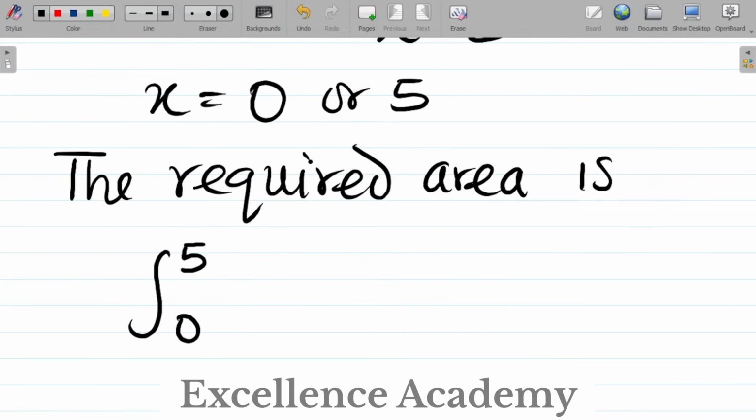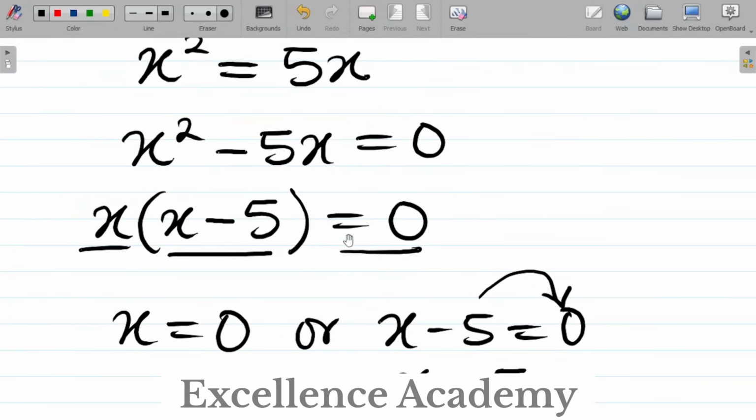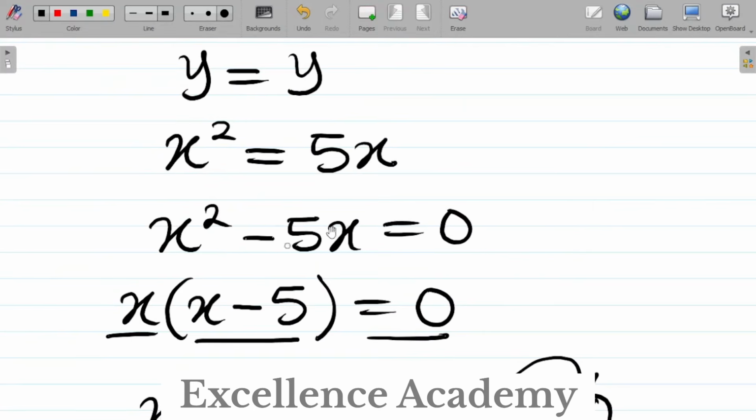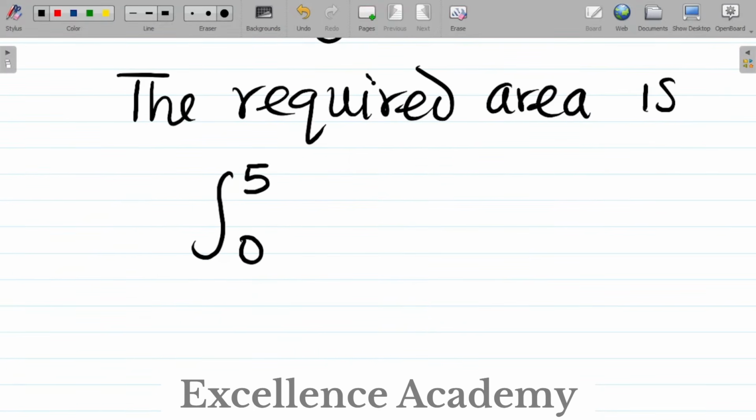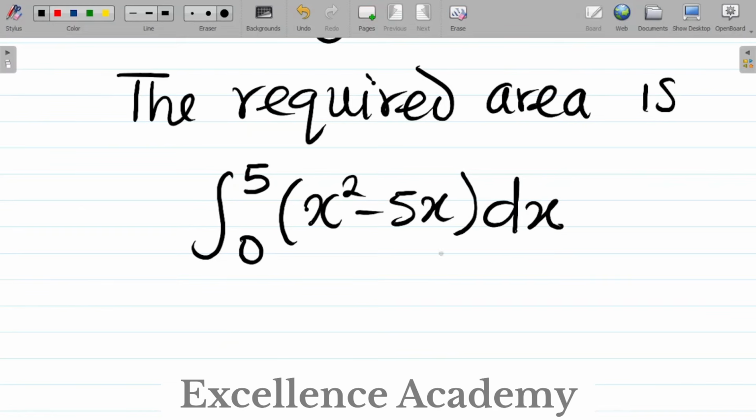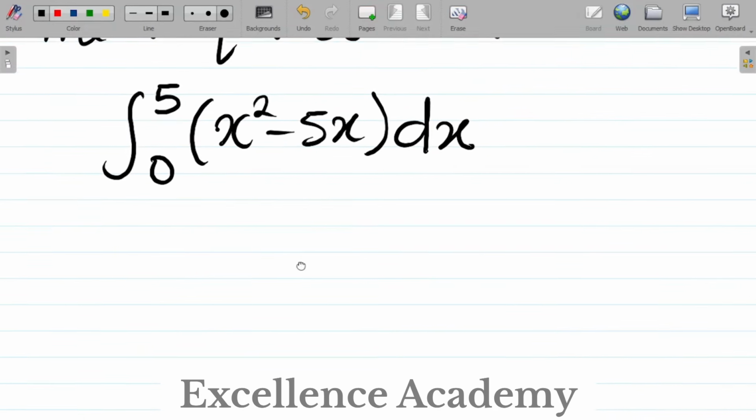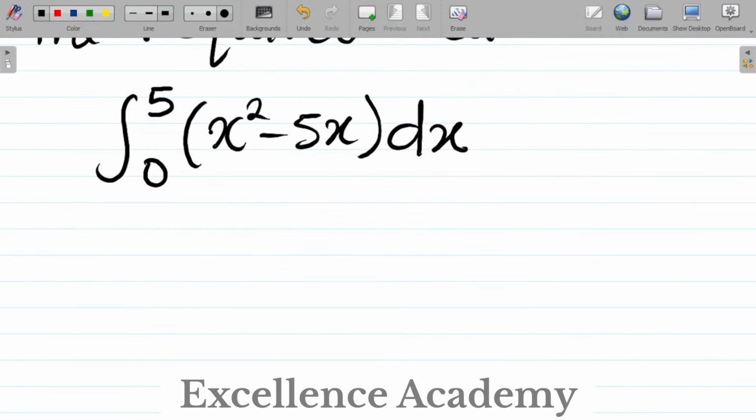The function we had was this one here, x squared minus 5x. So we have this into x squared minus 5x. Of course, we are integrating with respect to x, so dx. Okay, so how do we solve this question? Now, all we have to do is just focus more on the term in the brackets. So I'll look for how to get the integral.